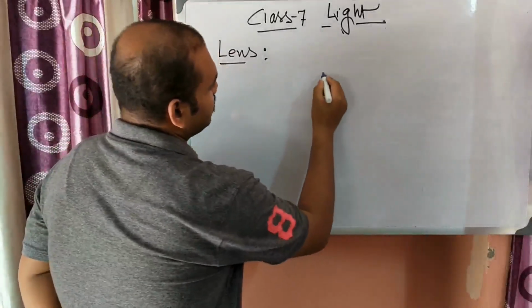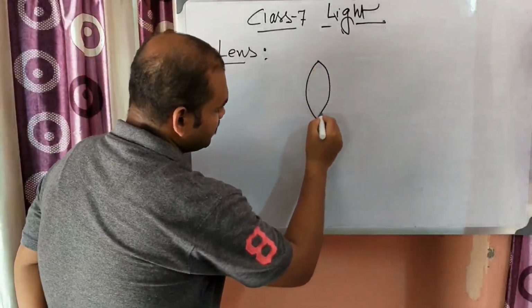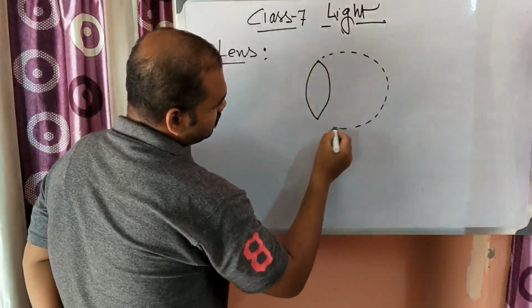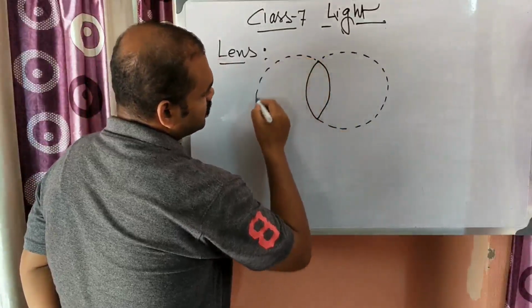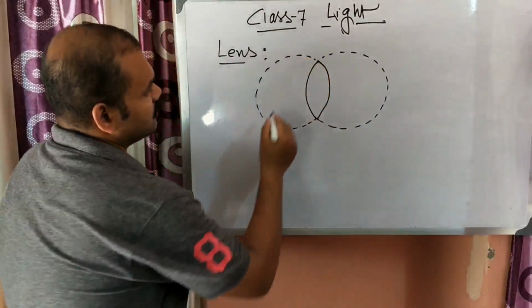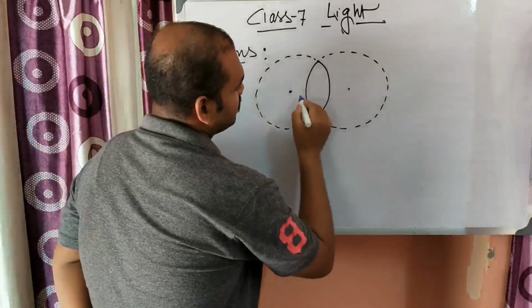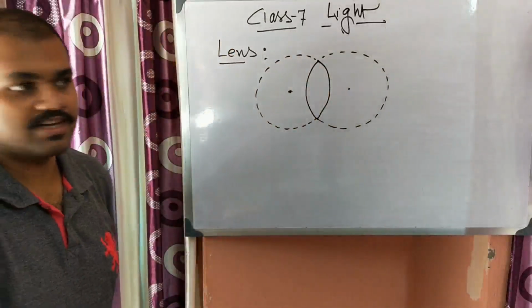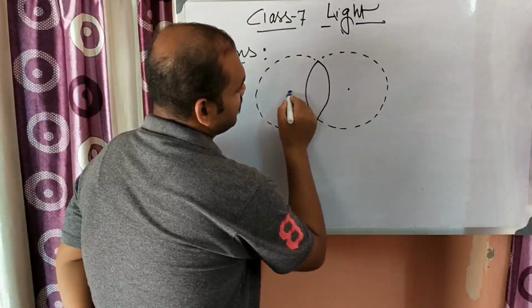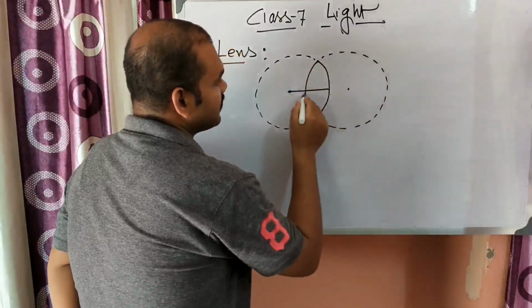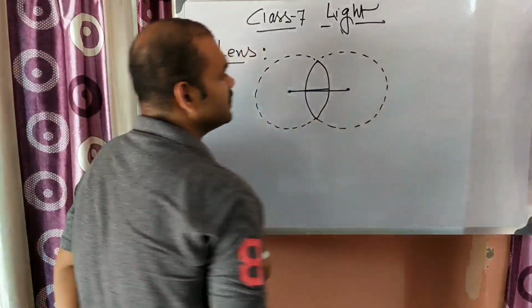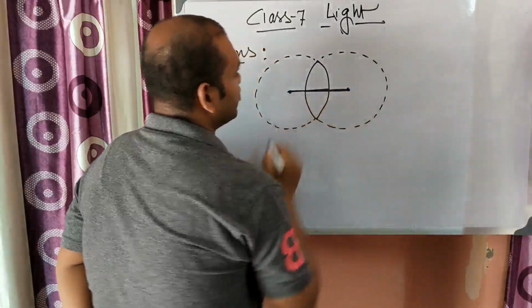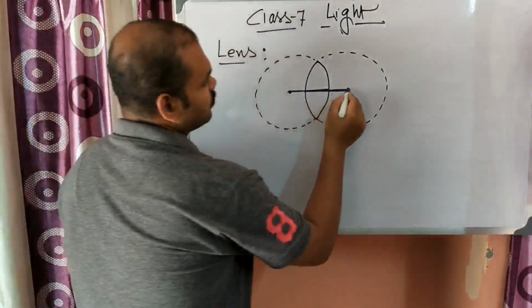As it is a transparent material, these are the two curved surfaces in case of a convex lens. These curved surfaces are portions of a sphere, and this curve is also a portion of a sphere. The center of this sphere is known as the center of curvature, and this is the radius of curvature of this surface, and this one is the radius of curvature of this surface. Now if we draw a line passing through both the centers, we get the principal axis. So this one is the principal axis.